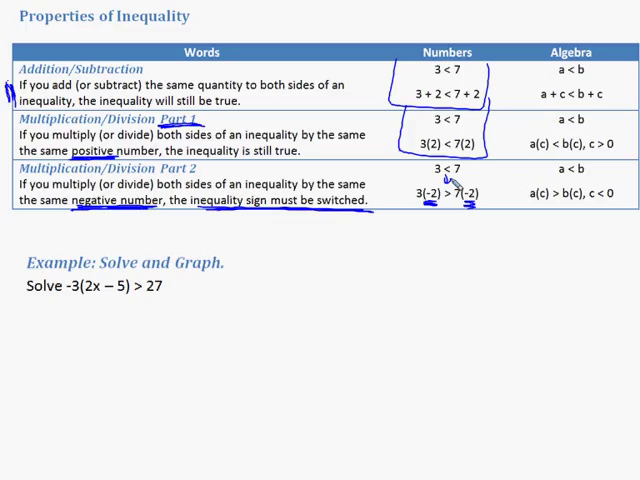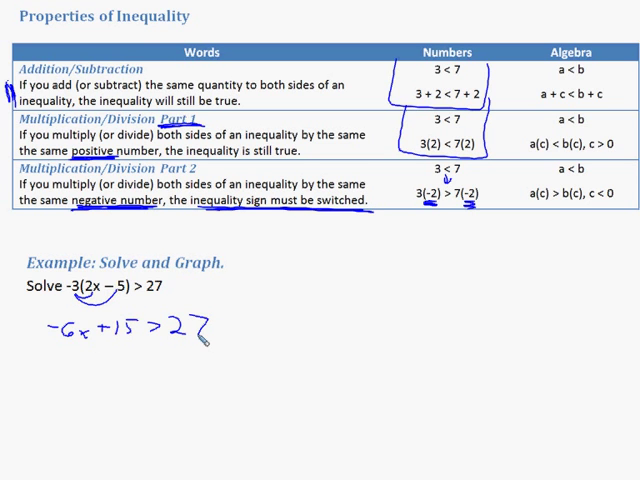So let's go ahead and solve this example here. It's an inequality. It's really basically the same as solving an equation. We just have to remember if we multiply or divide by a negative, we have to change the direction of the inequality sign. And that's when we multiply or divide both sides by a negative. So we are going to distribute this -3. -6x plus 15 is greater than 27.